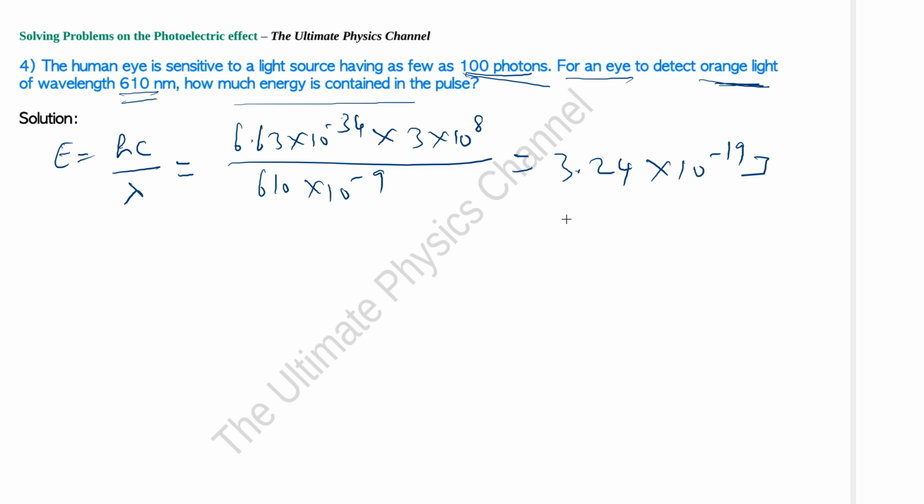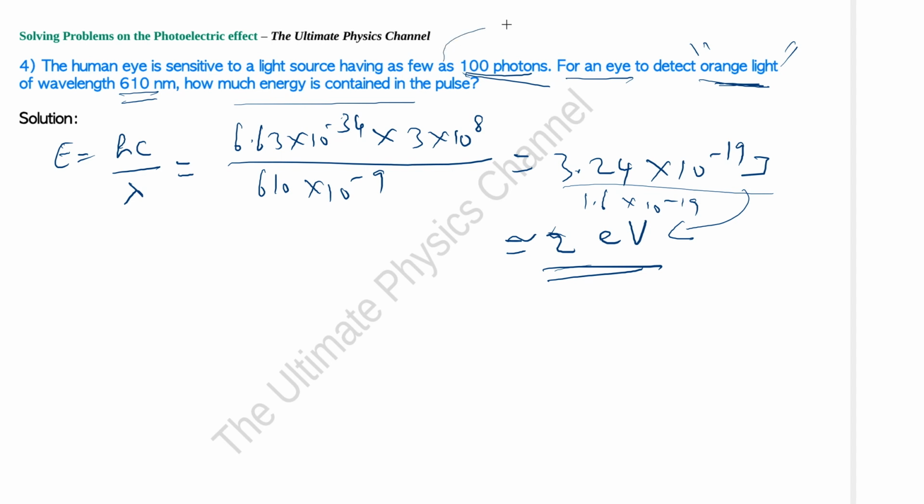Right. Of course, in electron volt units also we can write this. If we divide, this is nearly 2 electron volt. Right? The conversion is division of this by 1.6 times 10 power minus 19 for conversion to eV units. Right. So this is the energy of each photon present in the pulse of orange light.